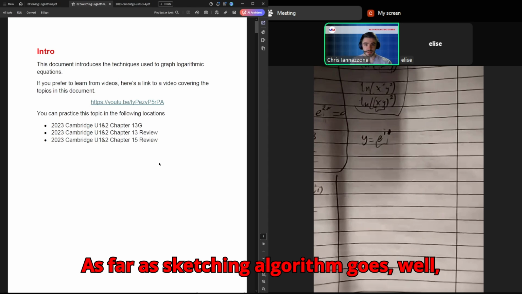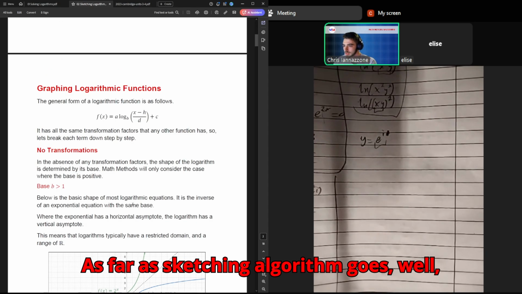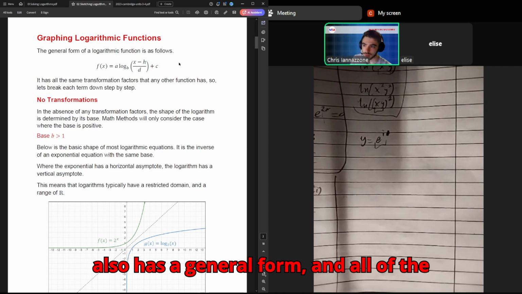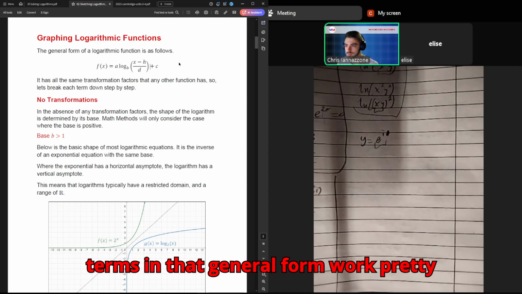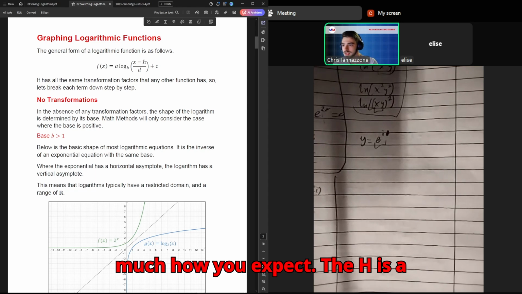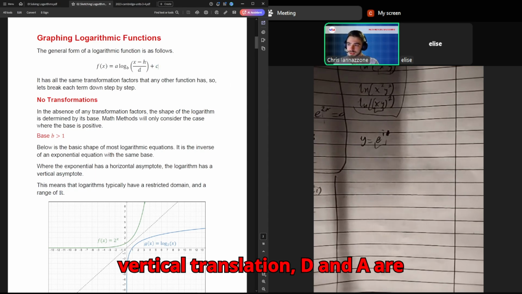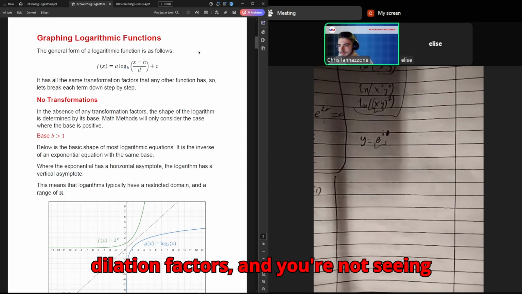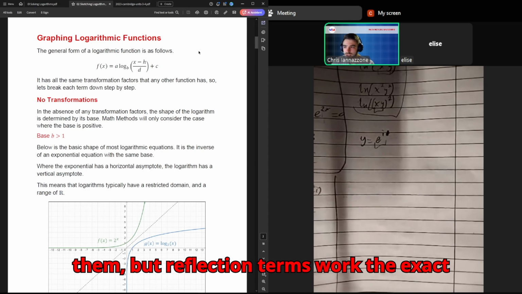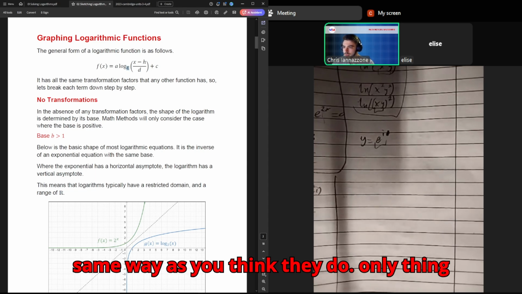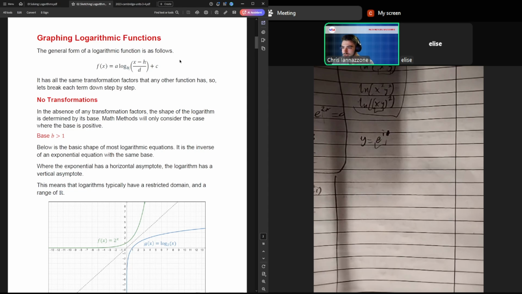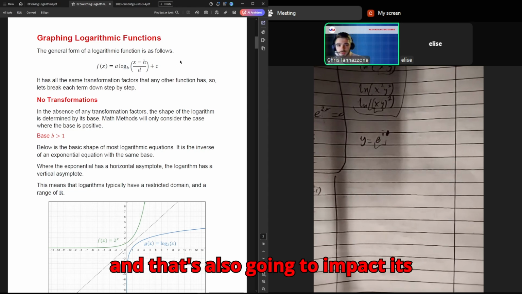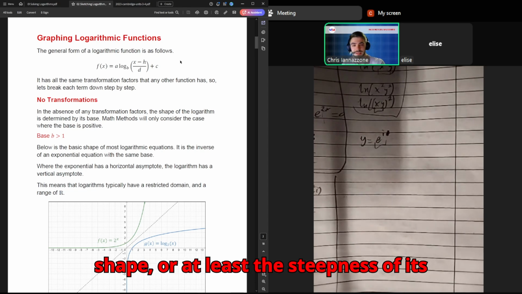Cool. As far as sketching logarithms goes, just like any other type of function, it also has a general form, and all of the terms in that general form work pretty much how you expect. The h is a horizontal translation, the c is a vertical translation, d and a are dilation factors, and you're not seeing them, but reflection terms work the exact same way as you think they do. The only thing that might be a little different to understand is that logarithms also have an additional term, which is the base, and that's also going to impact its shape, or at least the steepness of its shape.